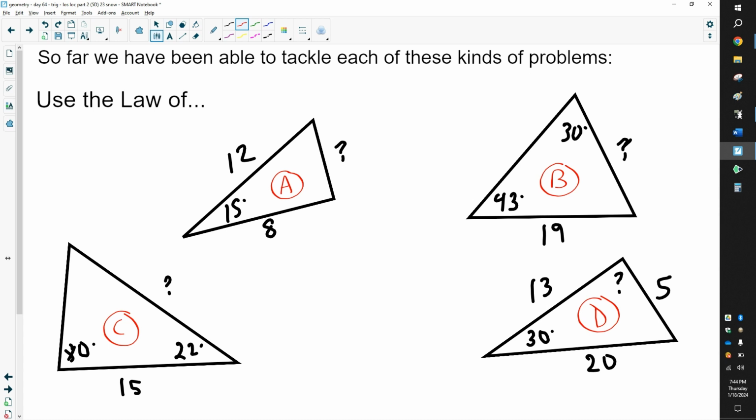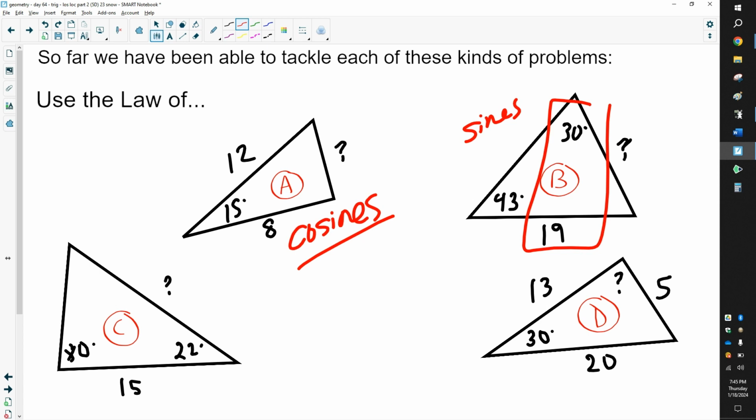So in A, we are going to use the law of cosines. And hopefully you see the reason for that is I don't have the angle across from 8. I don't have the angle across from 12. I don't have the side across from 15. Sines fails, so cosine comes in and saves the day. B, meanwhile, is a textbook case of the law of sines because of this complete set.